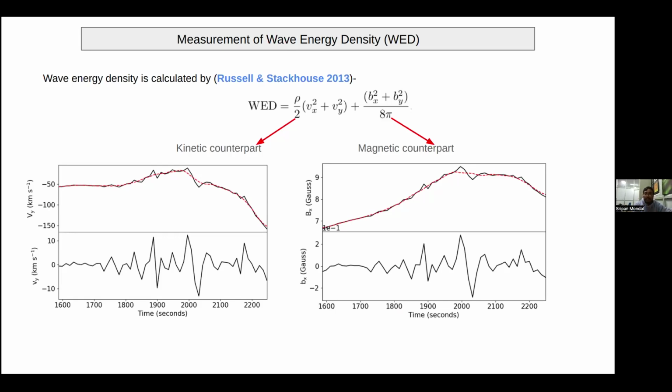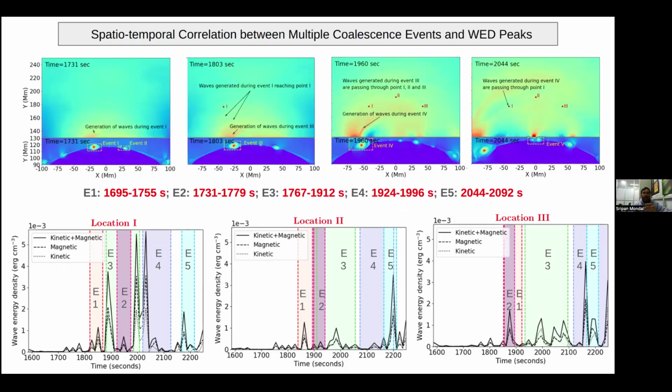Now here vx, vy, bx, by are basically the perturbations in velocity and magnetic field. To calculate these perturbations, we have again detrended the background trends and then found the fluctuations associated with these particular variables. So we use this formula to calculate the wave energy density. Now, since we have multiple sources in our simulation, we can't rely on plasmoid coalescence events' periodicity to find out whether it is similar to the periodicity of the wave.